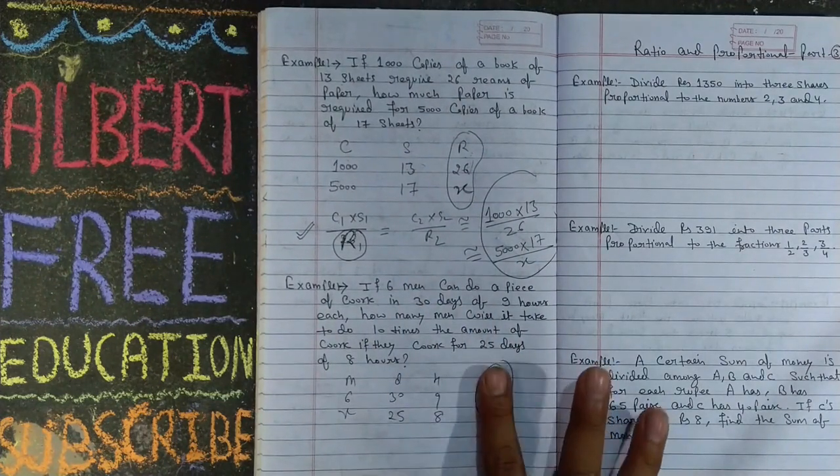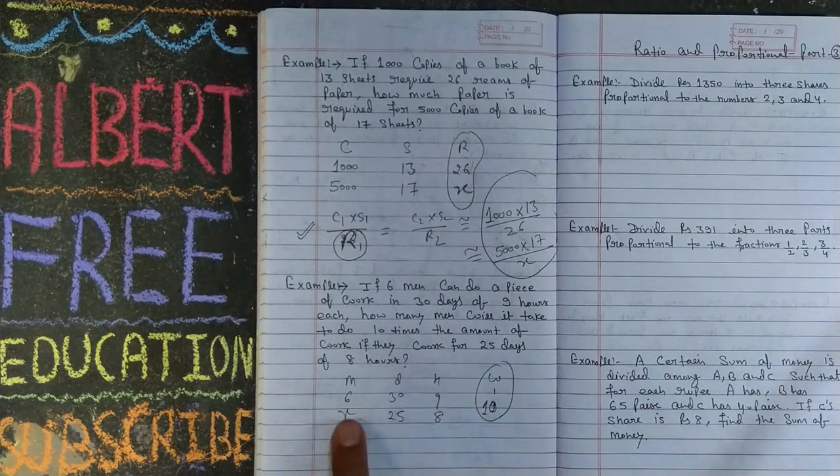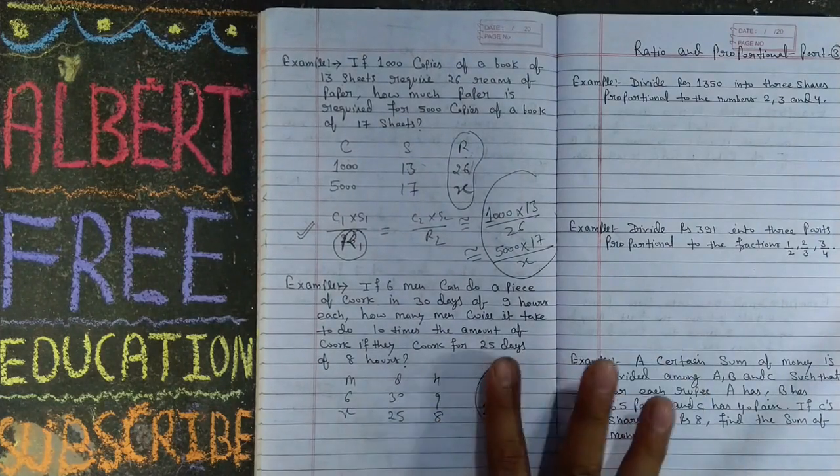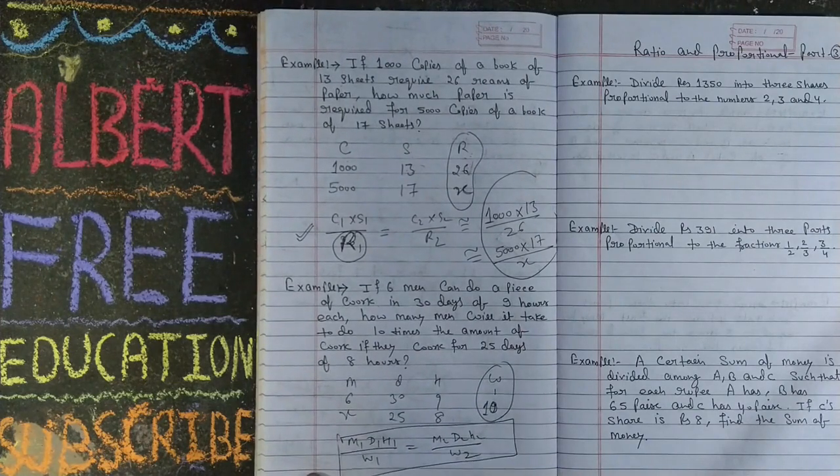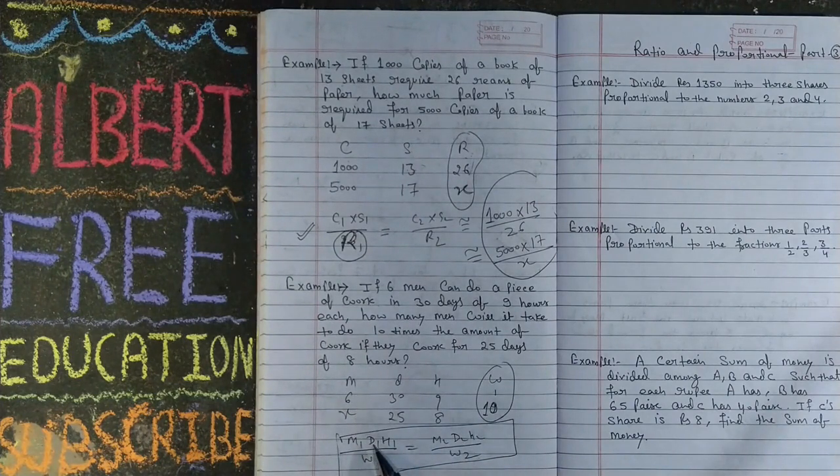All the data, all 3 data depend on this data. So this is the weightage for this question. So in this condition you will write M1 D1 H1 upon W1 is equal to M2 D2 H2 upon W2. Now you have to put all the values. M1 is 6, D1 is 30 and H1 is 9 upon W1 is 1, and M2 is X, D2 is 25, H2 is 8 upon 10, and after that you can calculate.